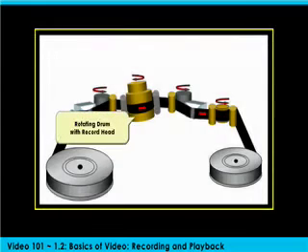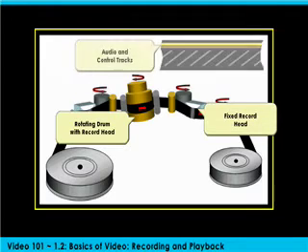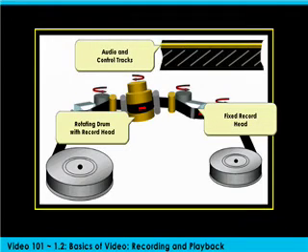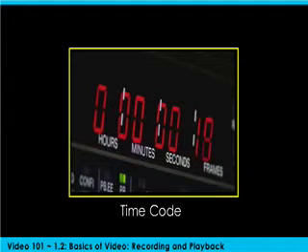After the tape passes over the heads on the rotating drum, it passes over a set of fixed recording heads that lay down horizontal tracks containing the audio information as well as other important control information such as a time code. Time code is a way of marking each frame with a unique number so it can be referenced when the video is edited.